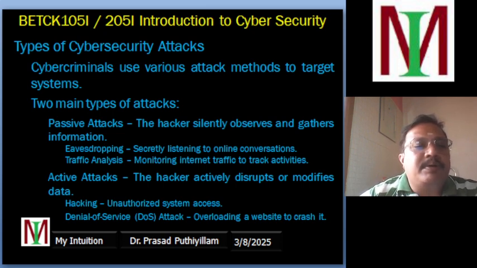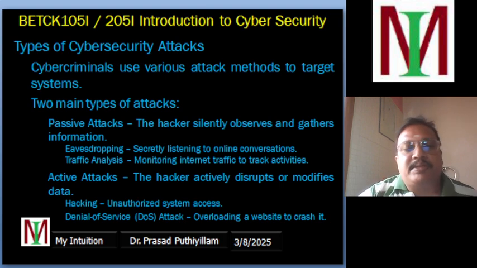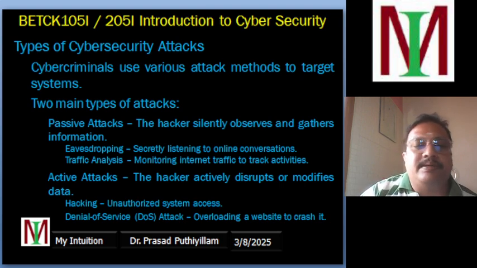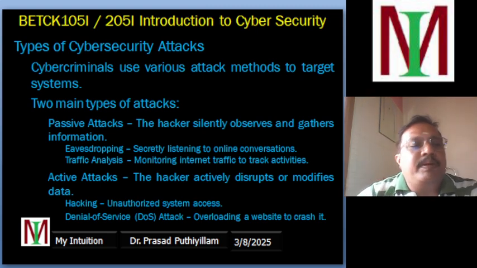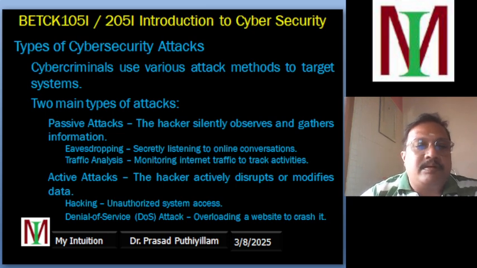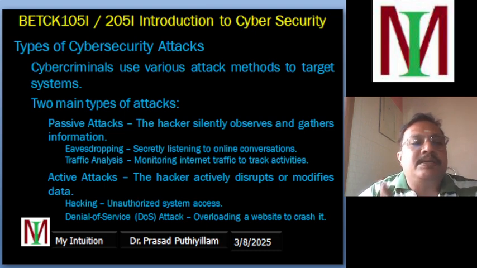Cyber criminals use different methods to attack a system, and they can be classified into two main types: passive attacks and active attacks. In a passive attack, the hacker secretly observes and collects information without making any changes in the display, so we are not able to see any changes, but they are secretly observing it.